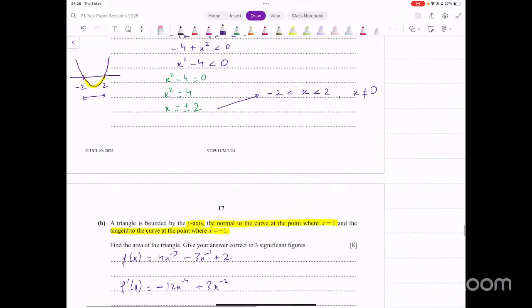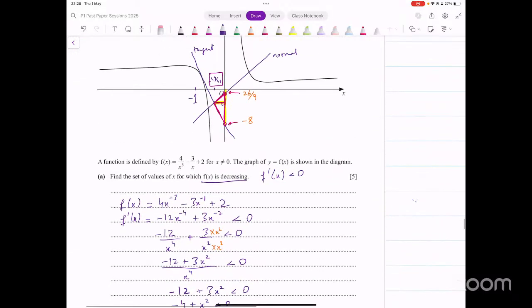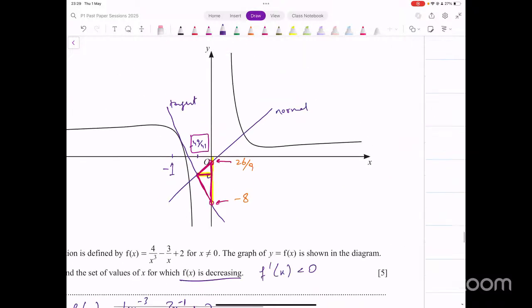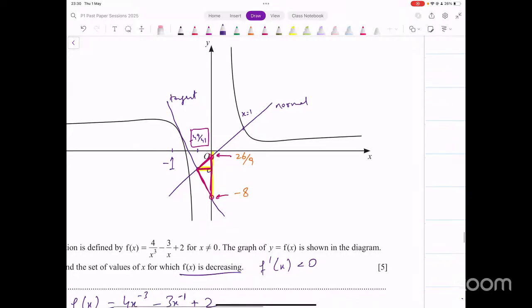Now you want to find the area of this triangle. Now think about this. I've drawn this here. Normal at the point when x was equal to 1, this is x equals 1, and the tangent at the point when x is equal to -1. So x equals -1, I mark that somewhere here. That's x equals -1. So I've sketched this just to understand what it looks like. Okay, it does not have to be very accurate, the drawing that you do, but just to understand what it's going to look like.